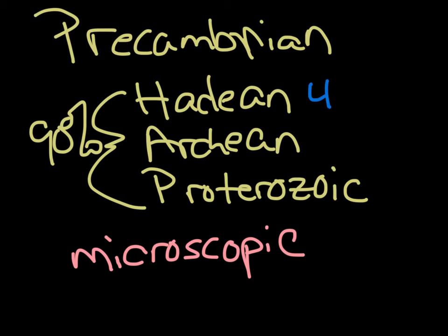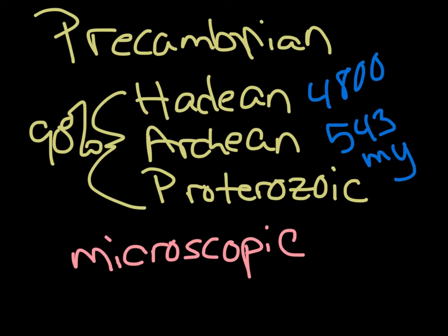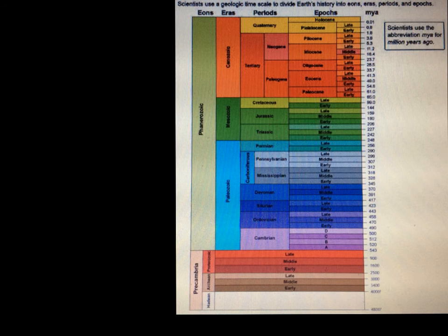Precambrian time started, what we assume, was about 4,800 million years ago. So that would be 4.8 billion years ago. And it ended about 543 million years ago. So about the first 4 billion years of Earth's history all happened within the Precambrian time. One thing you'll notice about the Precambrian time is that it is not separated out into the other sections, such as the eras or periods or epochs. It is all just together.